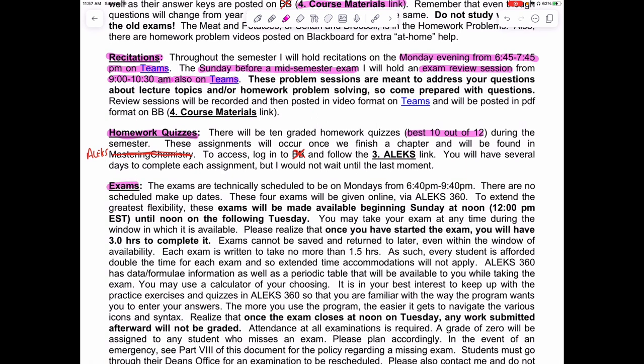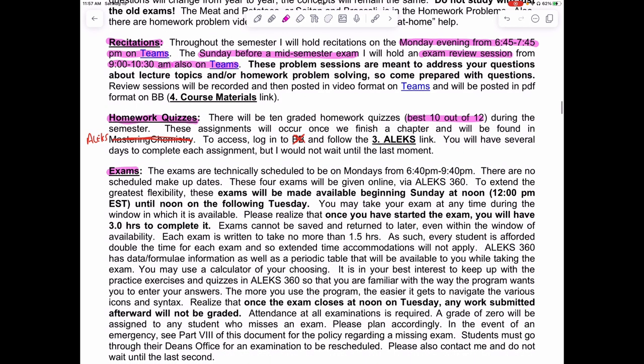Next, we have exams, which is the big dog. Exams really are scheduled on our syllabus. The schedule is Mondays from 6:40 to 9:40 p.m. That's oftentimes a hard time for students, late in the evening, all that. But what we've decided to do, at least Professor Holchi and I have decided to do, is to give our exams and quizzes online via Alex. And we're going to allow everyone to have kind of an extended period to do this, to allow for flexibility and hopefully to allow for that stress level to somewhat drop.